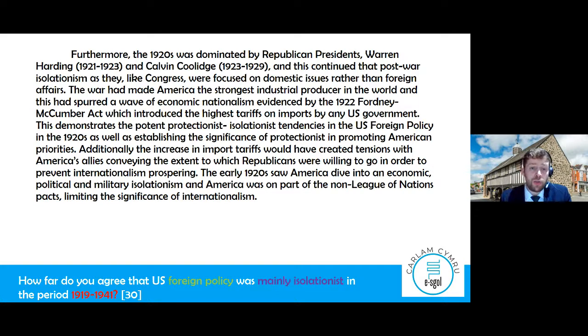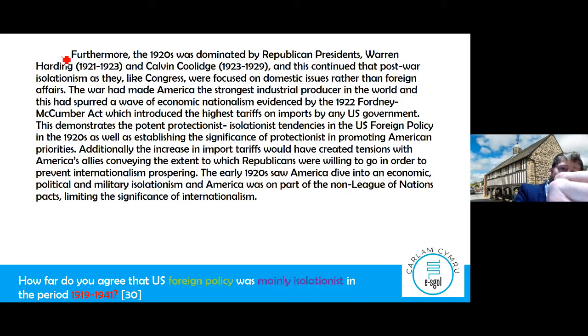This demonstrates the potent protectionist, isolationist tendencies in US foreign policy in the 1920s, as well as establishing the significance of protectionists in promoting American priorities. Additionally, the increase in import tariffs would have created tension with America's allies, conveying the extent to which Republicans were willing to go in order to prevent internationalism prospering. The early 1920s saw America dive into an economic, political, and military isolationism, and America was in part of the non-League of Nations Pact, limiting the significance of internationalism.